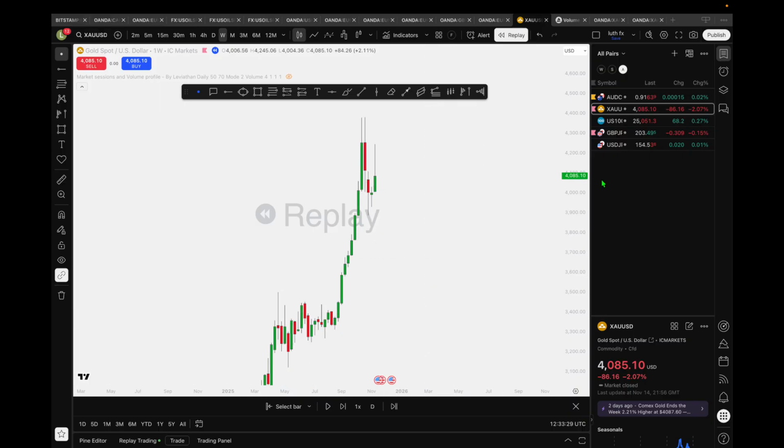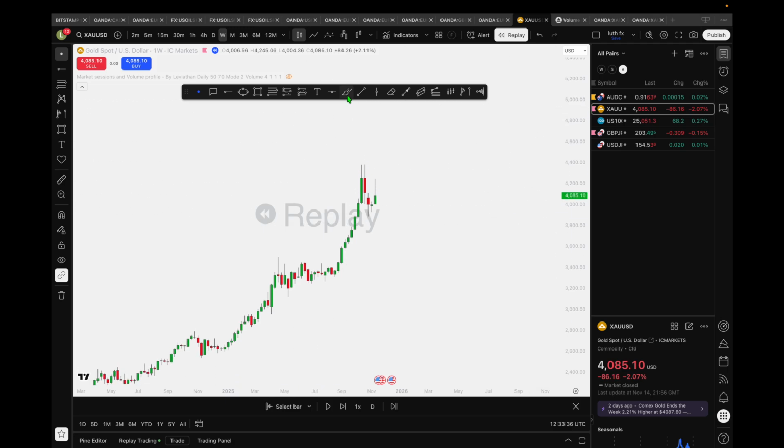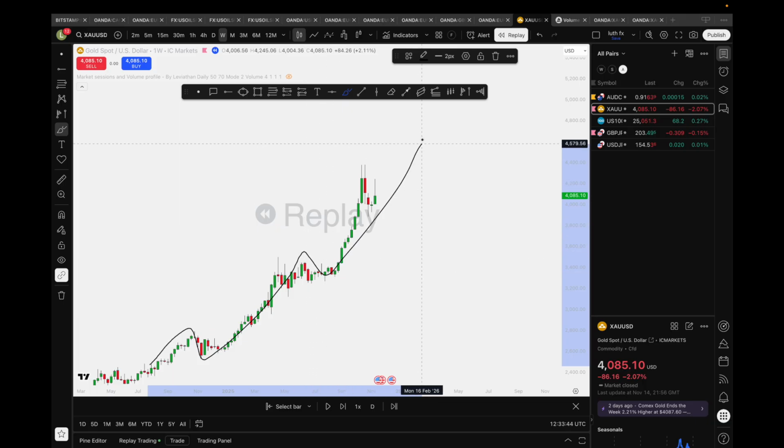Now, looking at gold on the weekly time frame, we can clearly see that this market has been in an uptrend for a very long time. Looking at this session, you can see a series of higher highs, higher lows, higher high, higher low, higher high, higher low, higher high. You can see the momentum to the upside on gold has been super strong, right?